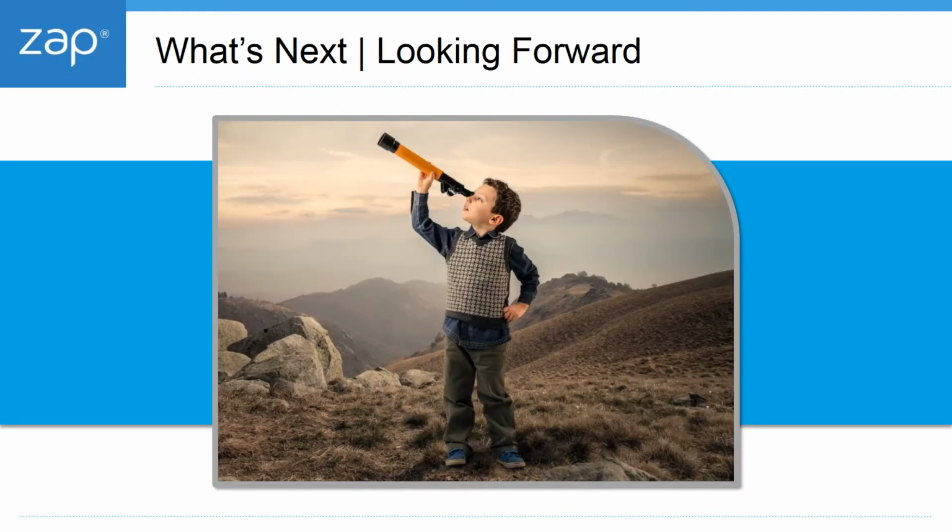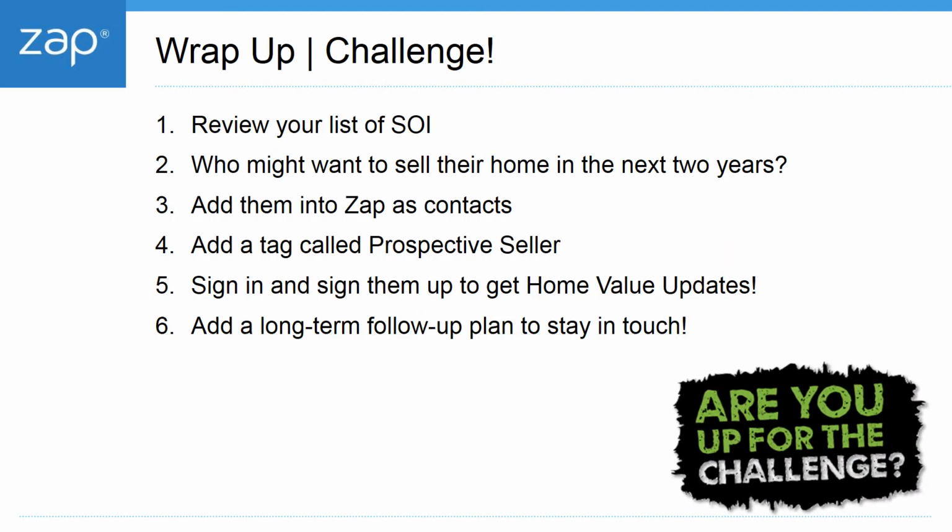So what's next? What should you look forward to do? Wrap up challenge. 1. Review your list of SOI. 2. Who might want to sell their home in the next 2 years? 3. Add them into Zap as contacts. 4. Add a tag called prospective seller. 5. Sign in and sign them up to get home value updates. 6. Add a long-term follow-up plan to stay in touch. Are you up for the challenge?